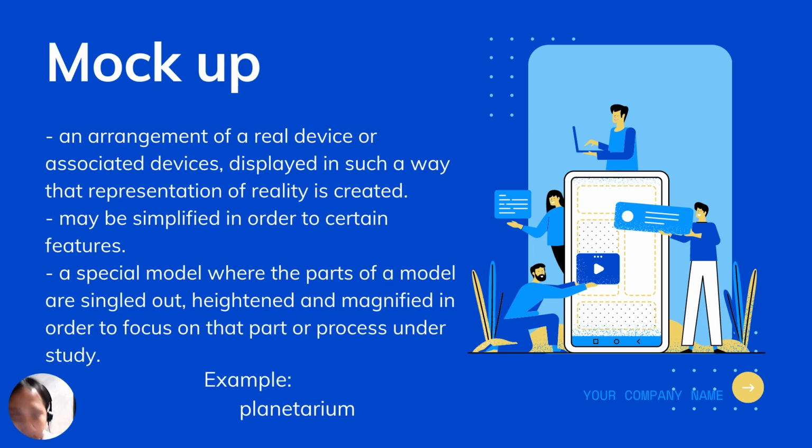Next, we have mock-up. According to Brown in 1969, it is a prepared substitute for a real thing. Sometimes it is a giant enlargement. My dear students, a mock-up is an arrangement of a real device or associated device displayed in such a way that representation of reality is created. It may be simplified in order to highlight certain features. In fact, it is a special model where the parts of a model are singled out, heightened, and magnified in order to focus on that part or process under study. In such case, a planetarium may also be an example.